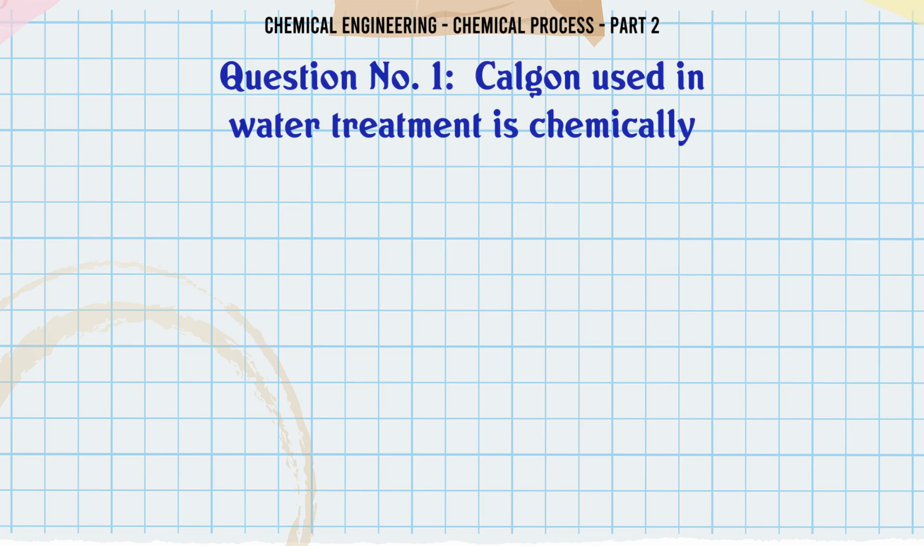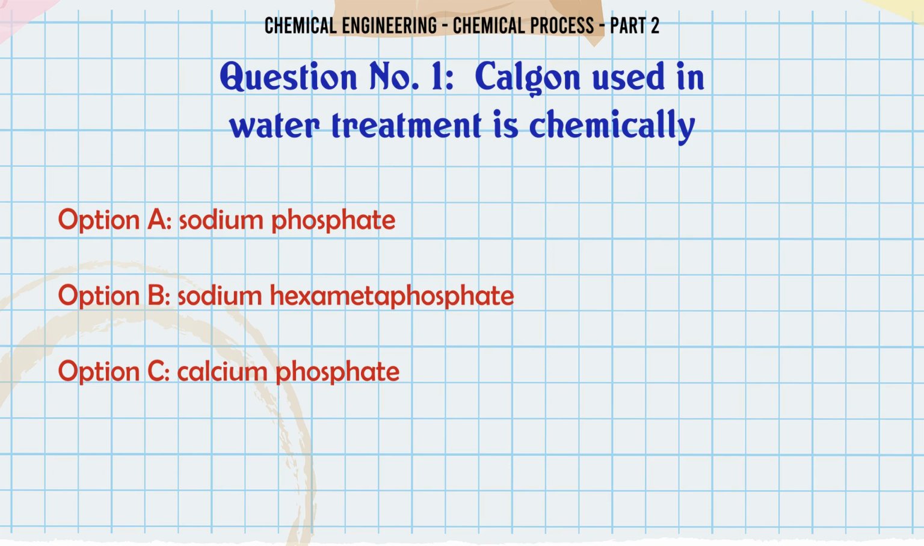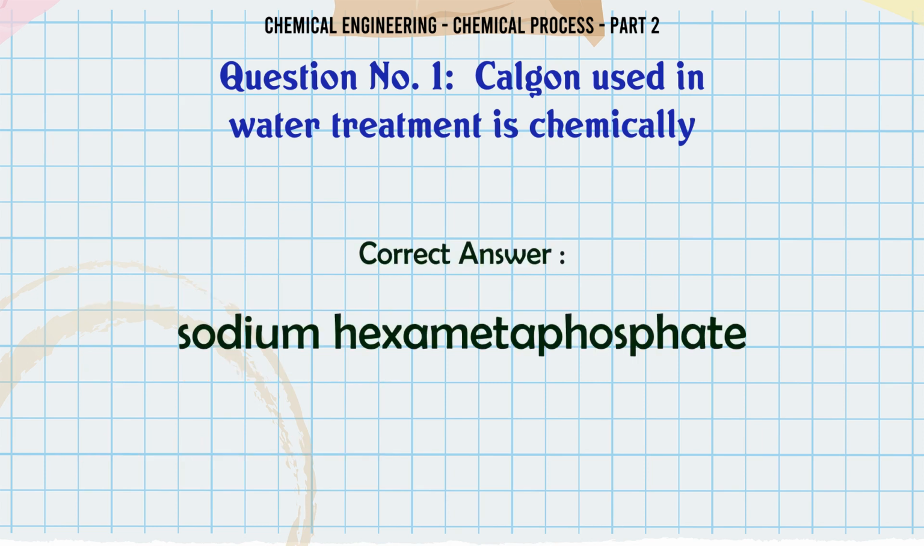Calgon used in water treatment is chemically A. Sodium phosphate, B. Sodium hexametaphosphate, C. Calcium phosphate, D. Tricresyl phosphate. The correct answer is sodium hexametaphosphate.